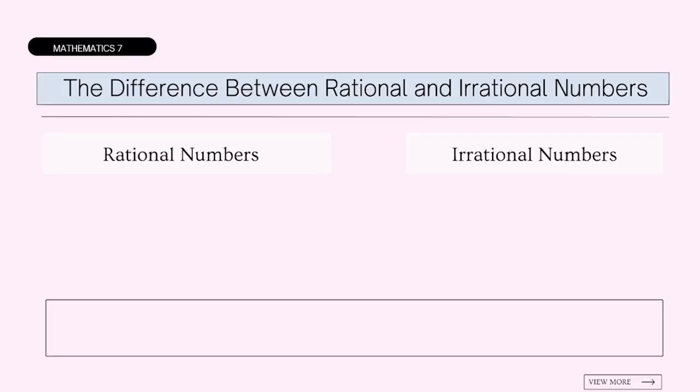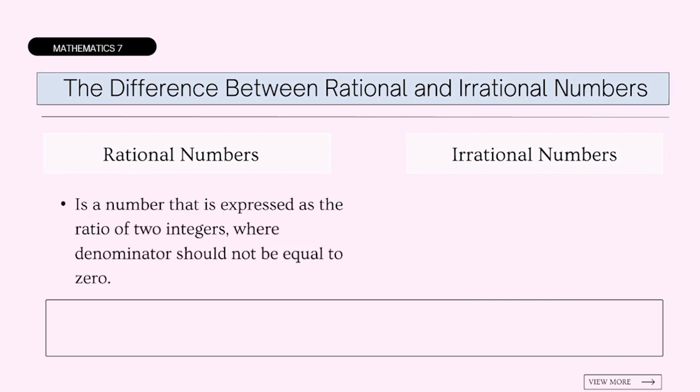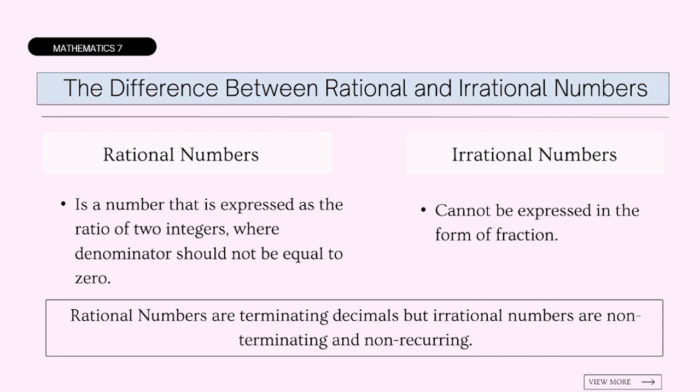The difference between rational and irrational numbers. A rational number is a number that is expressed as the ratio of two integers, where the denominator should not be equal to 0, while irrational numbers cannot be expressed in the form of a fraction, such as pi, because pi is a real number that cannot be expressed by a simple fraction. Rational numbers are terminating or repeating decimals, but irrational numbers are non-terminating and non-recurring, meaning when written as decimal numbers they do not terminate nor do they repeat.